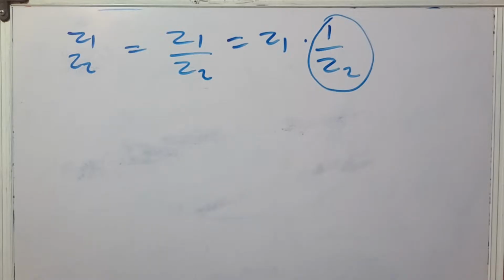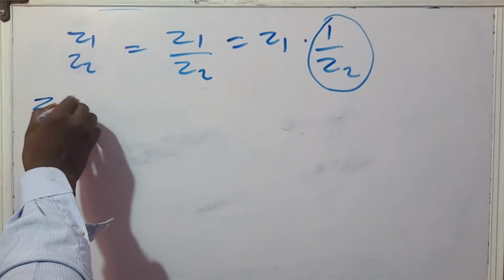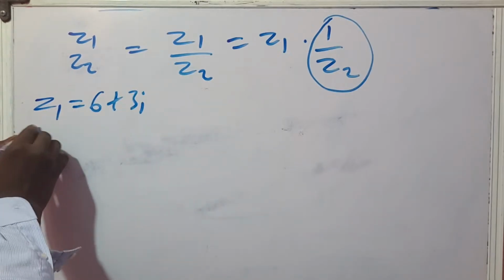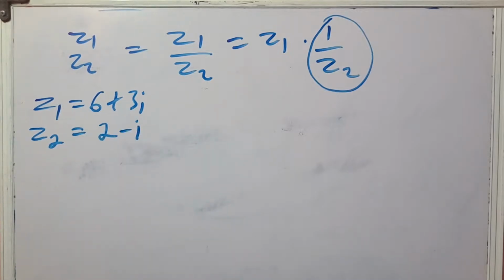So let's try something quickly. Let's solve a question very quickly because of time. Let's say we have z1 as 6 plus 3i, and z2 as 2 minus i. Please, can you quickly go and help me find the multiplicative inverse of z2? I'll be doing mine also. Can you quickly solve the multiplicative inverse of z2 using the formula I just gave you?